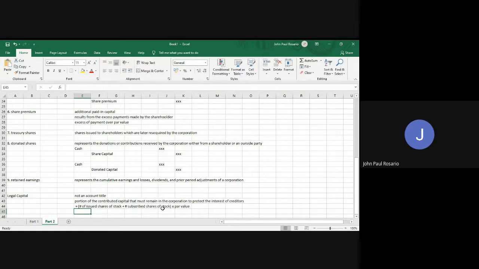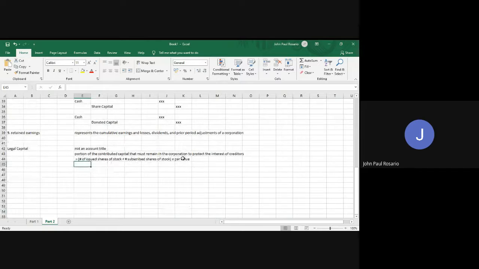This will not be returned to the shareholders as dividend. Dapat mabilin gyud siya dito sa company. Okay, so kung this is equal, what do you call this one? Kani siya nga case is for with par shares.